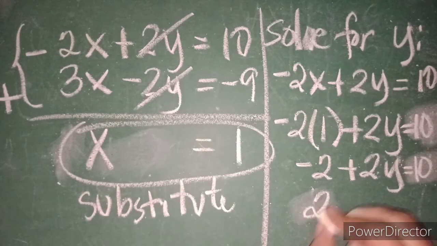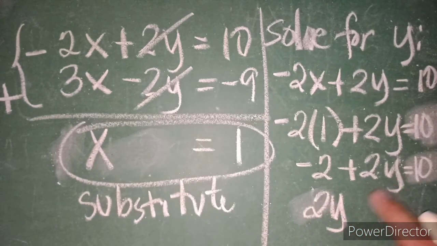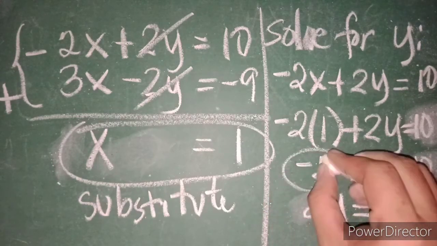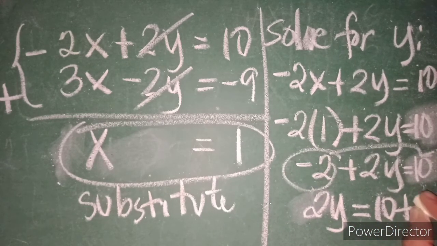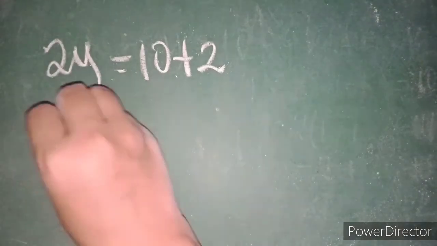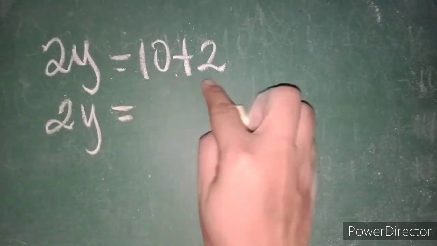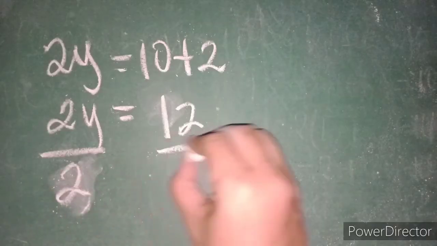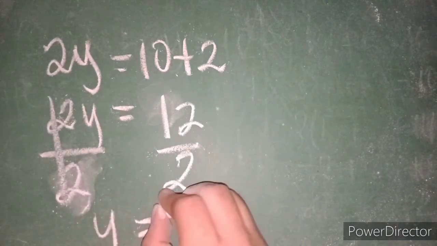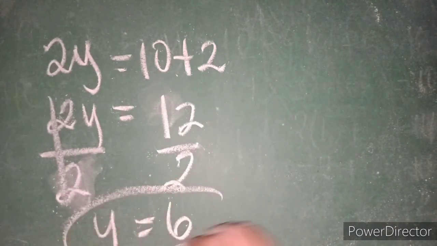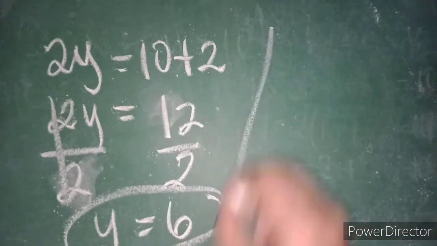And solve for y, so i-rewrite ko yung 2y sa left side, and then rewrite 10, then yung negative 2, ililipat ko sa right side. Okay, so negative 2, it becomes positive 2. Okay, next, isi-simplify natin yung 2y equals 10 plus 2. Okay, di-divide natin siya both sides by 2. Okay, 2y divided by 2 is y, and 12 divided by 2 is 6. So, the value of y is equal to 6.